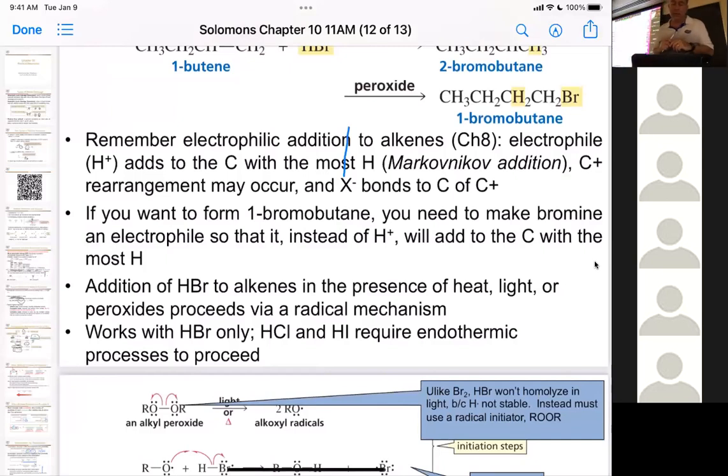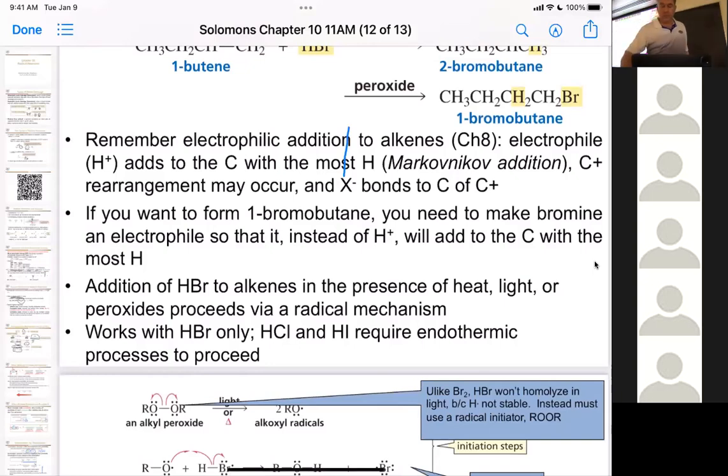And therefore it goes anti-Markovnikov. Again, this only works with HBr because of its selectivity. It does not work with HI or HCl because they are both endothermic processes. So it only works with HBr. So if you see HBr with an alkene, look for a peroxide. If it has a peroxide, it's anti-Markovnikov. If it doesn't have a peroxide, it's going to be Markovnikov.